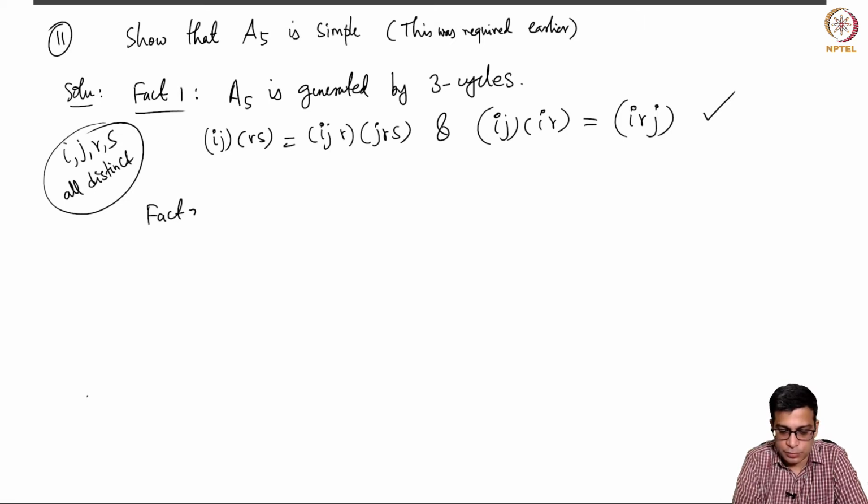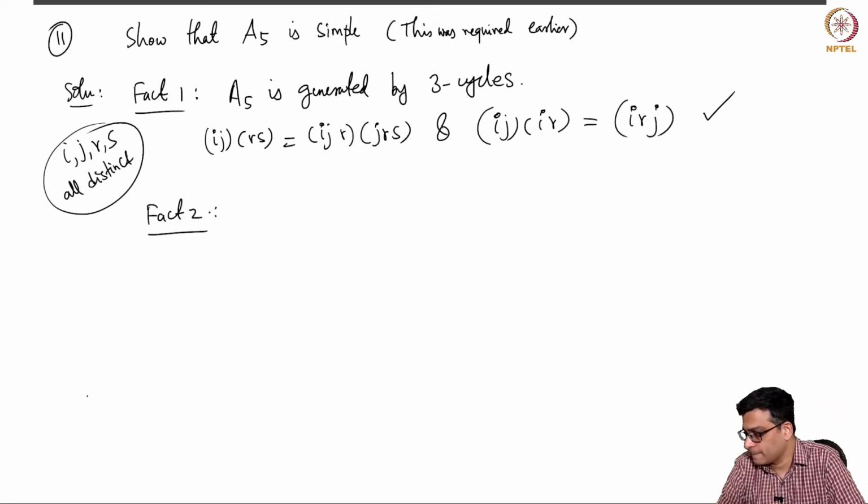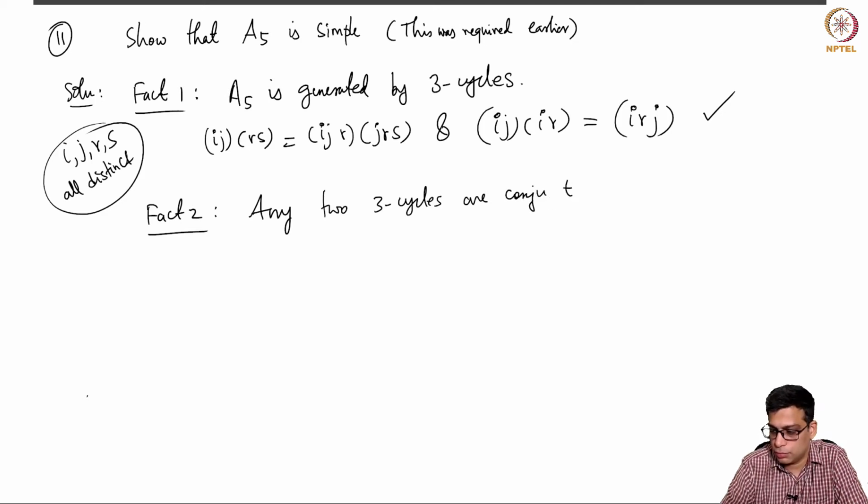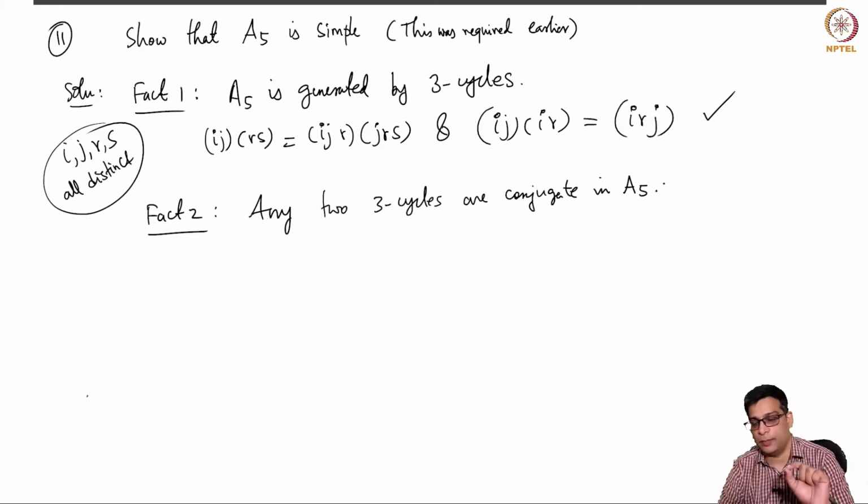Fact 2: any 2 3 cycles are conjugate in A5. That means there is an A5 element which conjugates the 2 elements. Of course, they are conjugate in S5, but it requires a little bit of work to show that they are conjugate in A5.